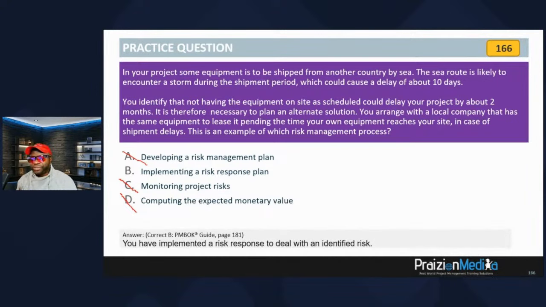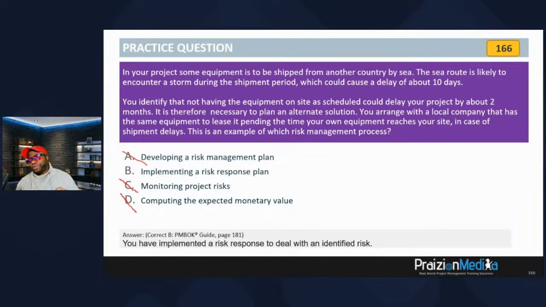You've implemented a risk response. You've taken action. You've arranged with the company, hey, if this happens, to make sure that we got a cushion, something to fall back on, you've implemented your response plan, right? So you doing that, you've gotten the equipment. Let's not even get into the minutia, whether it's mitigate or whether it's transfer or whether it's accept. That's not the point. The point is we are taking action right now.